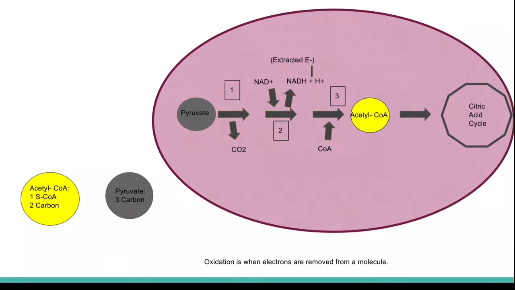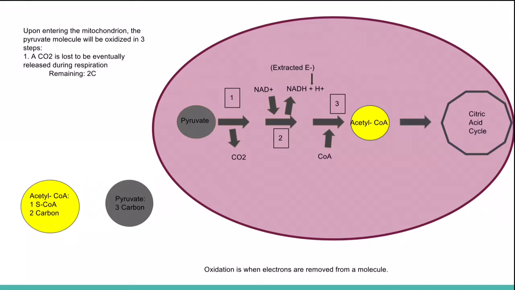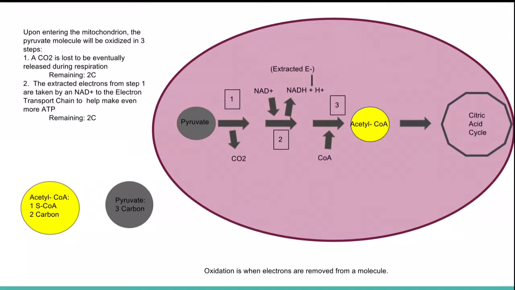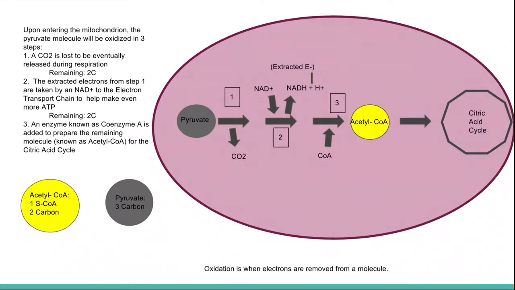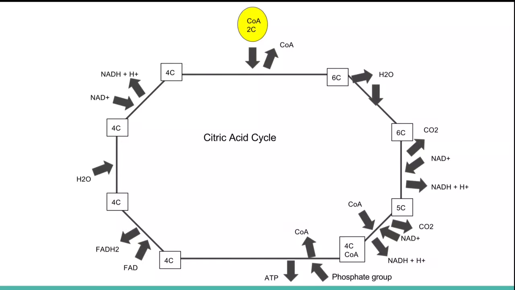Described here is the process by which pyruvate is converted into acetyl coenzyme A, the molecule which is needed for the citric acid cycle to begin. First, a carbon dioxide is lost to be eventually released during respiration. The remaining molecule has 2 carbons. Next, the extracted electrons from step 1 are taken to the electron transport chain to help make even more ATP. Finally, coenzyme A, a sulfur-containing enzyme, is unstably bonded to the remaining acetyl group as preparation for entering the citric acid cycle. Pictured here is the citric acid cycle.